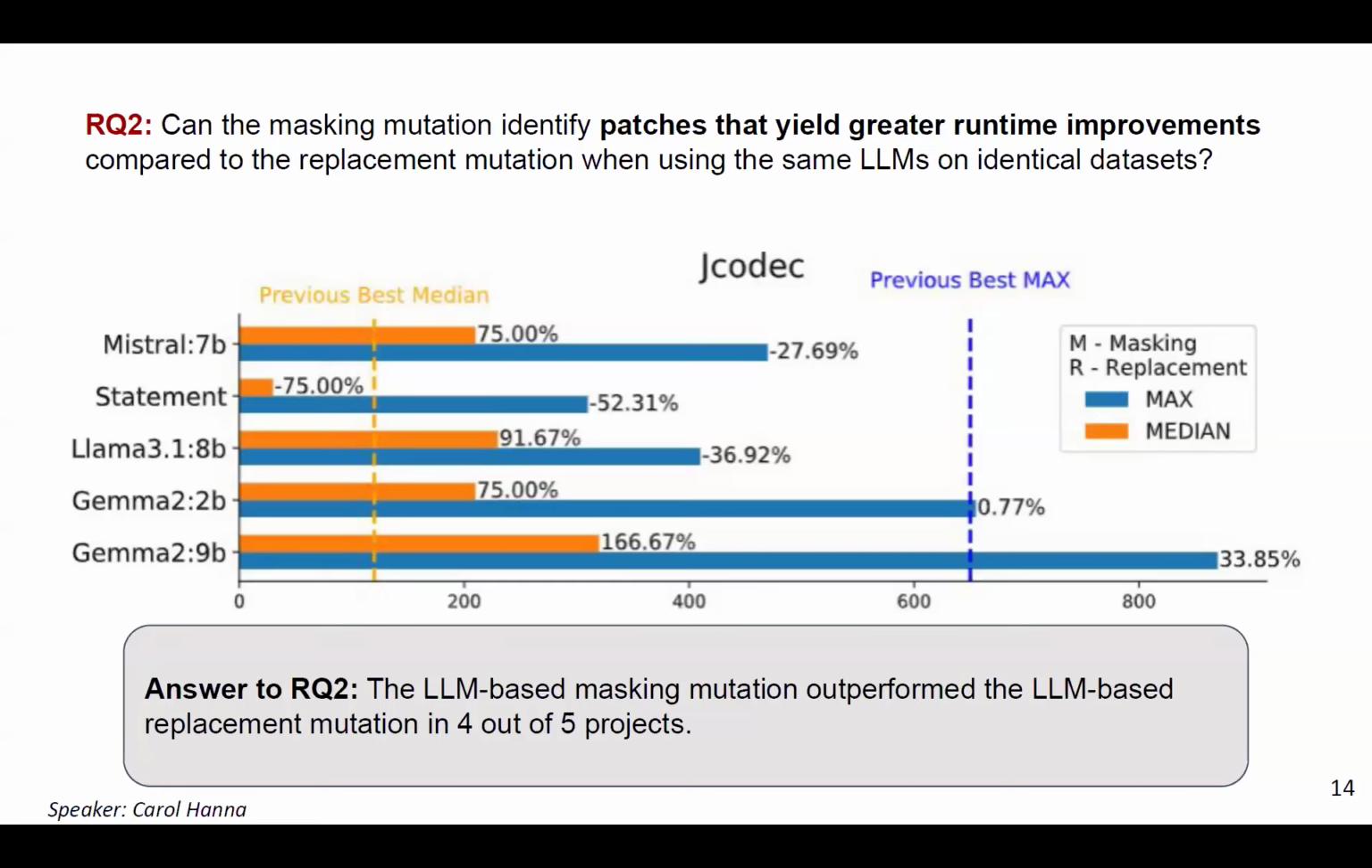The percentages that you see on the slide don't necessarily correspond with the length of the bar, and that's because we look at the ratio of the improvement in comparison with the original runtime. So you can see in percentage there what that improvement was. And what we found is that the masking mutation outperformed the LLM-based replacement mutation in 4 out of the 5 projects.